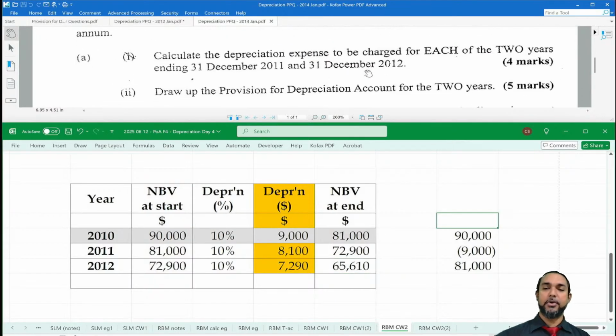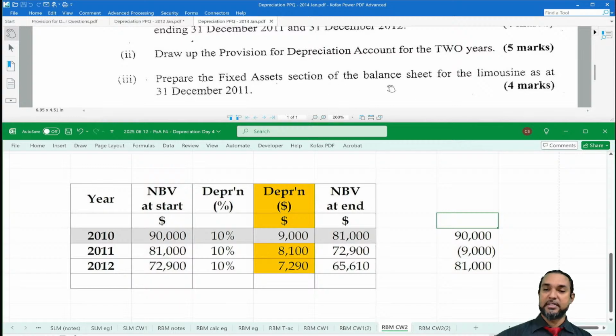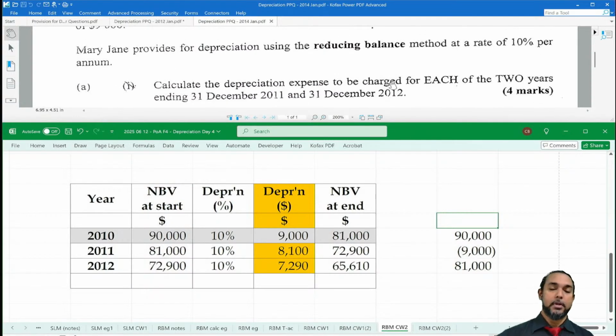Of course, the question wants more things. They want you to draw up the provision account for those 2 years and to prepare the non-current asset section for the balance sheet for one particular year. I think I have that. I could send that to you guys so you can take a look at it. I'm not assigning it for homework because I think you guys are already busy enough. Anyhow, we have to put a pin in it for today.